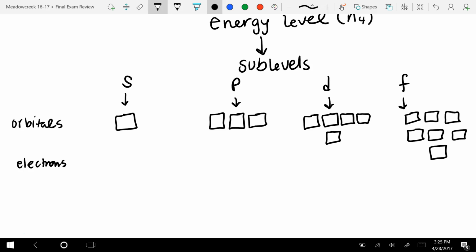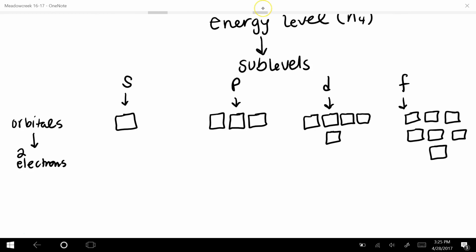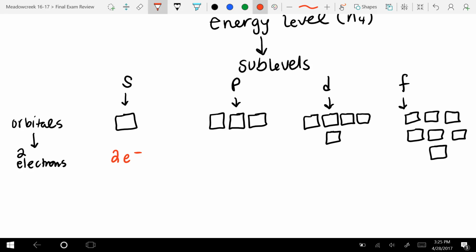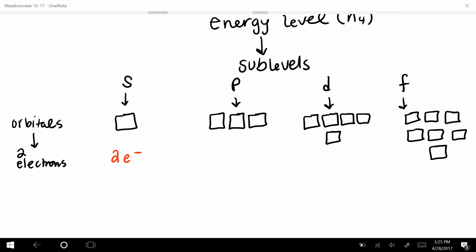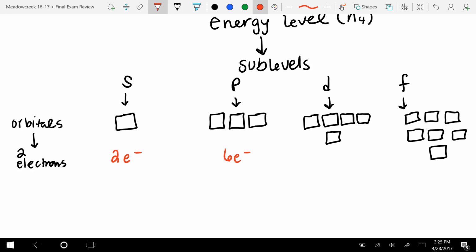Now, each orbital can hold only 2 electrons. So we have a total of 2 electrons in the S level. 3 times 2 electrons is a total of 6. D can have 10 electrons, and F can have 14. You're like, well, how can I organize this? This seems kind of crazy. Now remember, you have 7 energy levels.